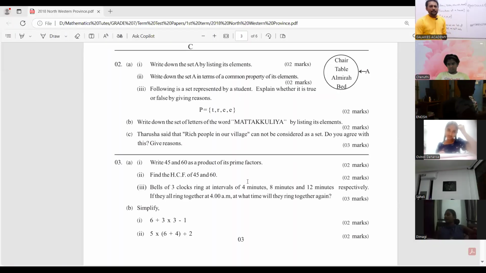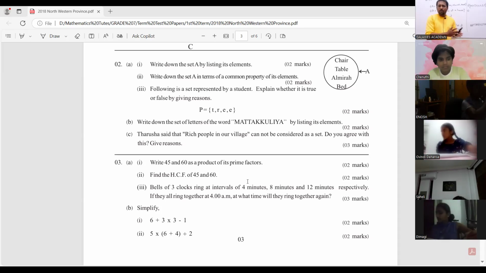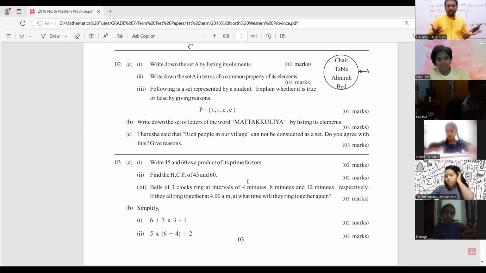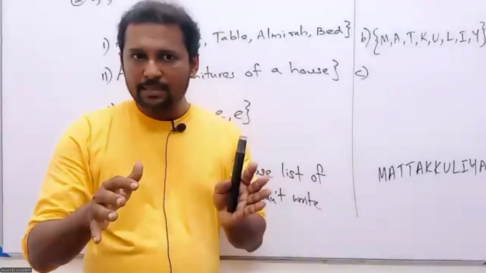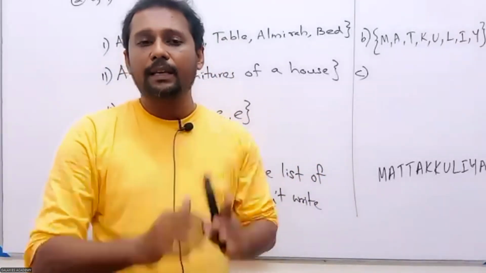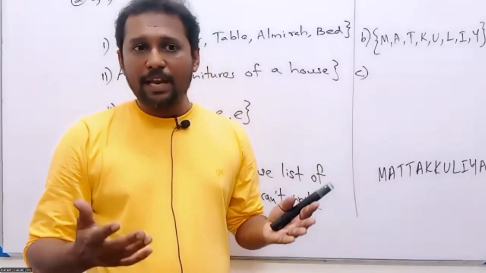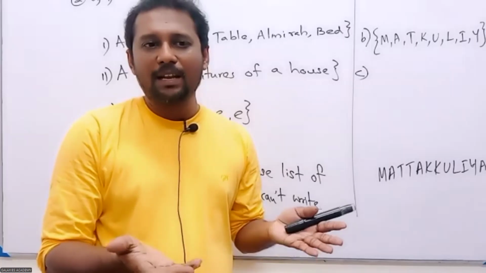Right, Tarushi said that rich people in our village cannot be considered as a set. Do you agree with this? Give reasons. Rich people in our village, what you can say about it? Is it a set or not a set? It's not a set because rich cannot be measured. Yes, it is not a set. Why? Sets mean the collection of the things that can be identified clearly. Right? Rich people, can you identify in your village? How you can identify the rich people?